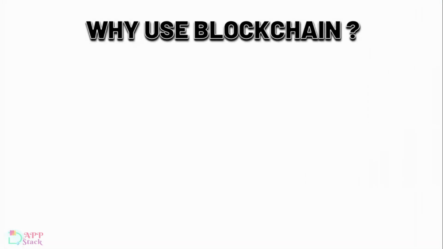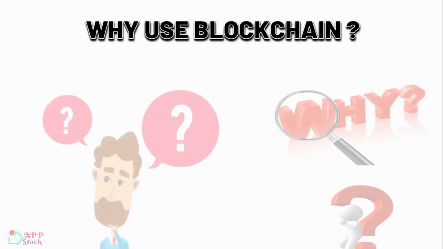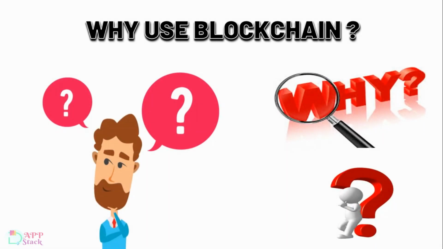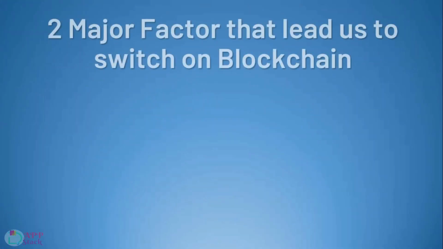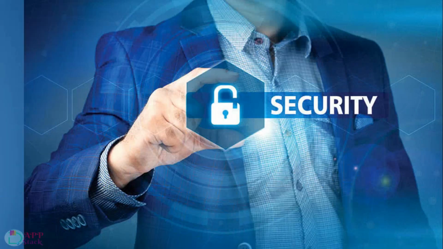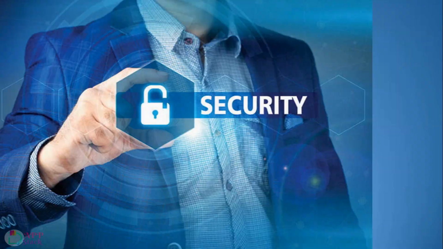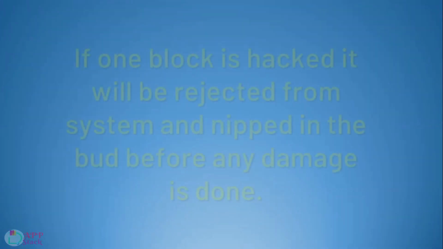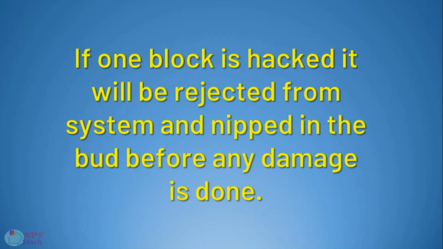Now, the important point is why we use blockchain. Literally, what is special in it that we should use blockchain? I have an answer for your question. There are two major factors that lead us to switch to blockchain: security and immutability. If we talk about security, the structure of blockchain is designed such that if one block is hacked, it will be rejected from the system quickly before any damage happens.